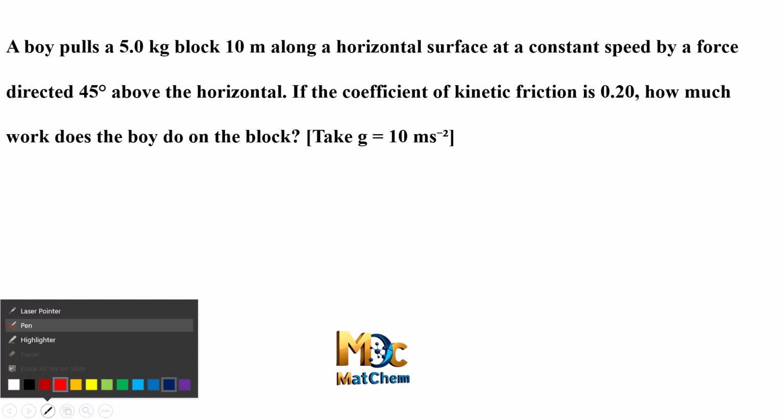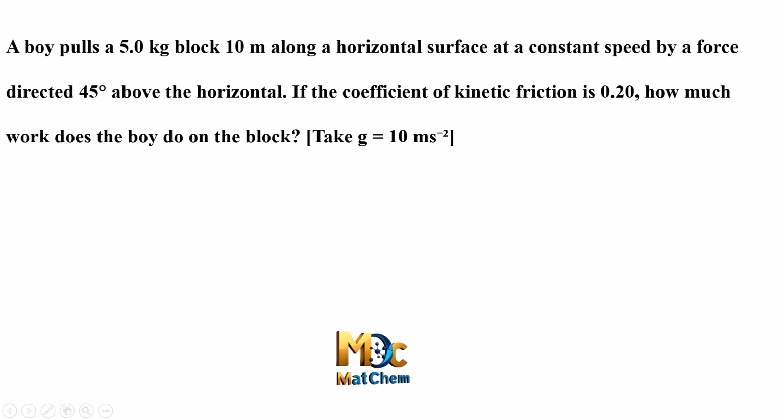In this particular video, we will be discussing a question from the chapter Motion, Laws of Motion, as well as connecting with the chapter Work Energy Power. The question is: a boy pulls a 5 kilogram block 10 meter along a horizontal surface at a constant speed by a force directed 45 degree above the horizontal. If the coefficient of kinetic friction is 0.2, how much work does the boy do on the block?